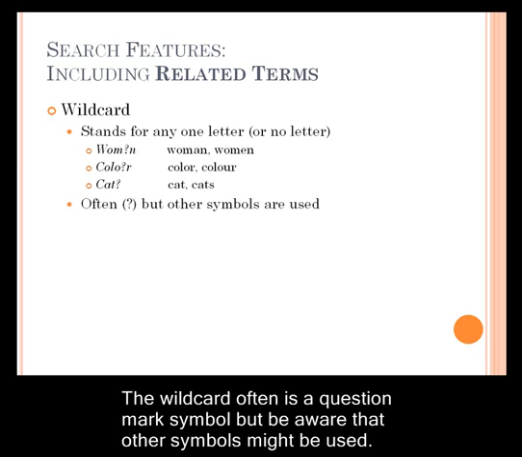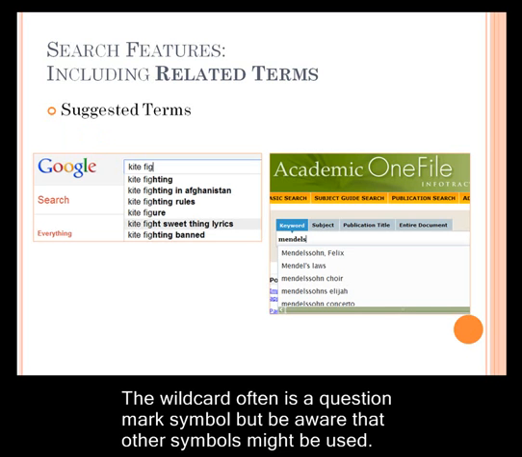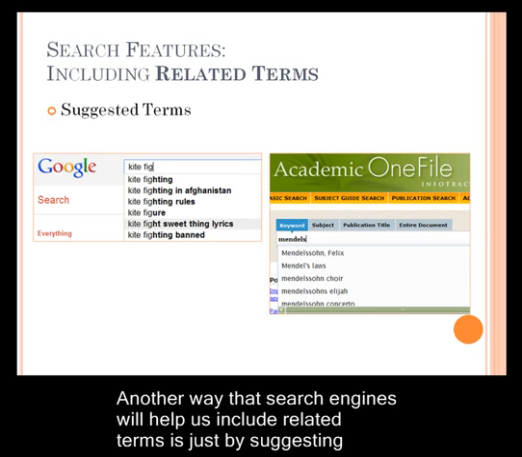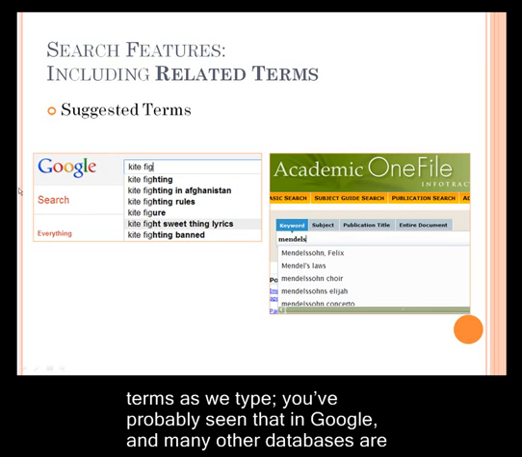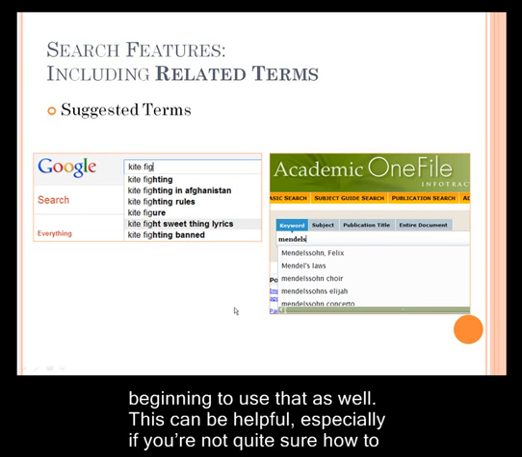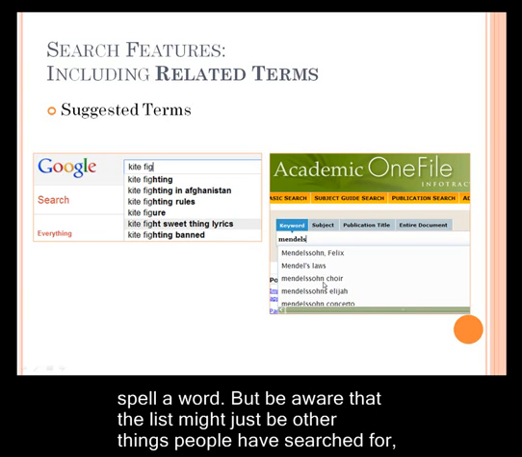The wildcard often is a question mark symbol, but be aware that other symbols might be used. Another way that search engines will help us include related terms is just by suggesting terms as we type. You've probably seen that in Google, and many other databases are beginning to use that as well. This can be helpful, especially if you're not quite sure how to spell a word.